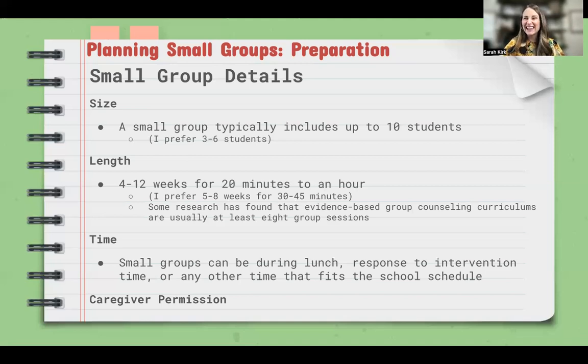Let's see, time of the day. This is always a tricky one too. I know every school is so different. The last school I was at really allowed me to have pretty much free reign to run small groups at the end of the day.